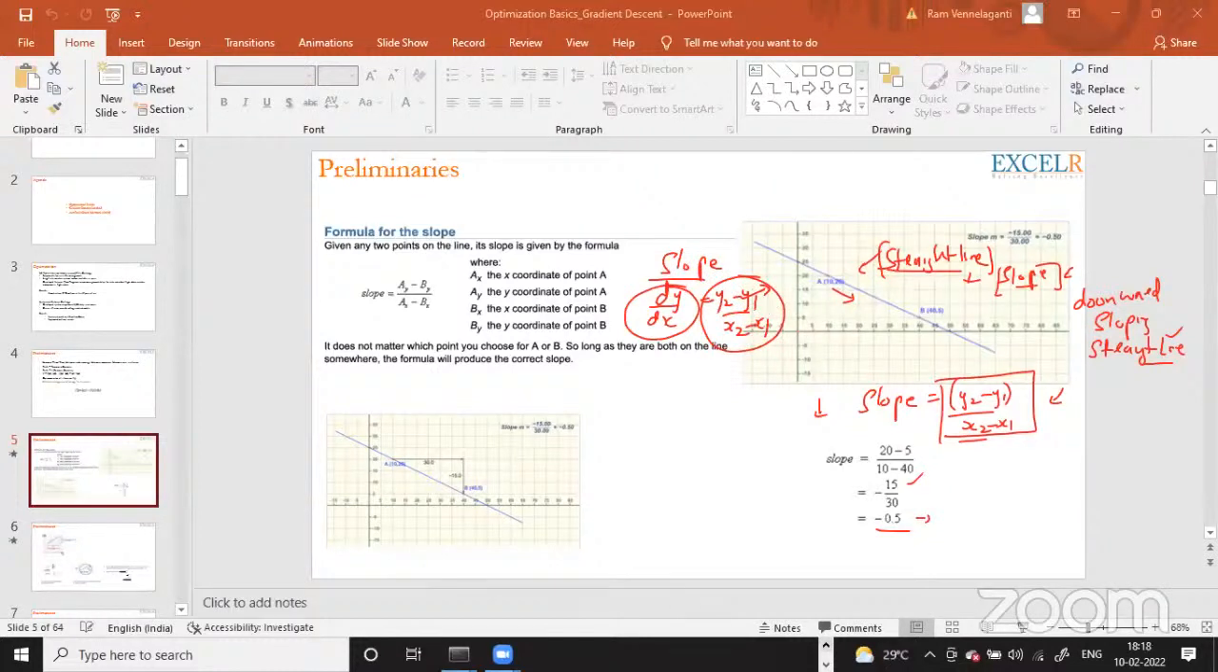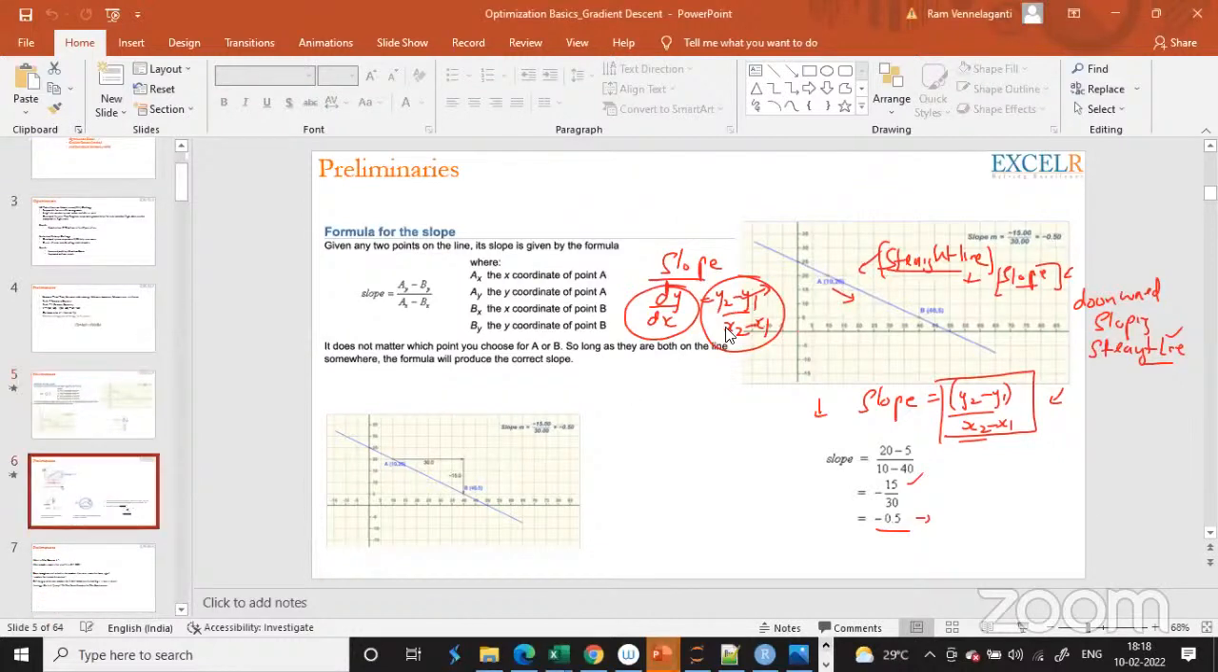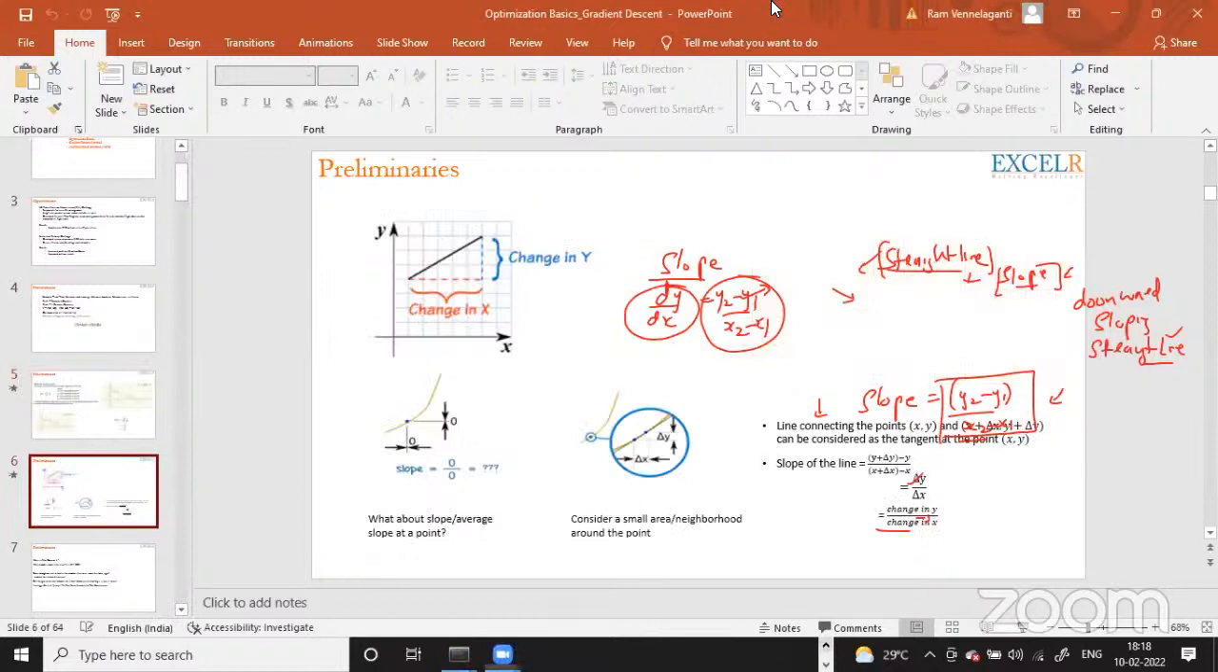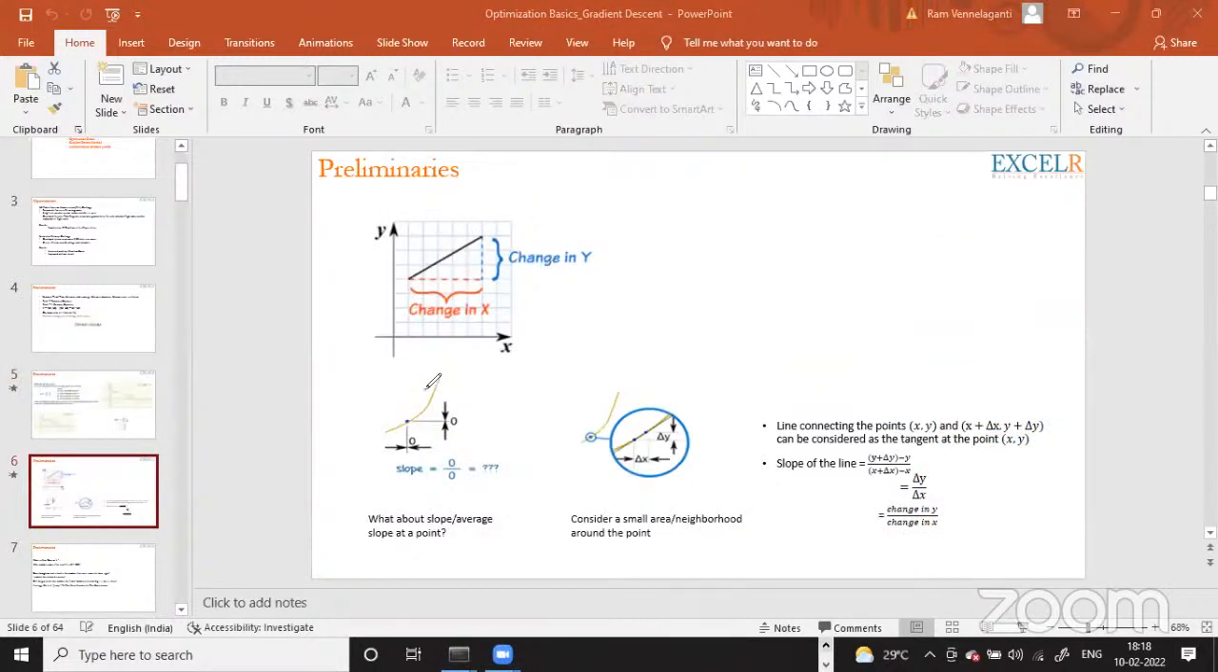Now, what if I give you a curve? What is it that you are going to do? If I give you a curve like this, you have to find out what the slope is at this point. What is the slope for my curve at this point that you want to find out? So what are you going to do? Draw a tangent at this point.